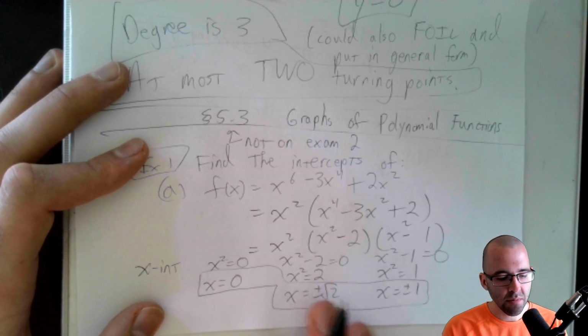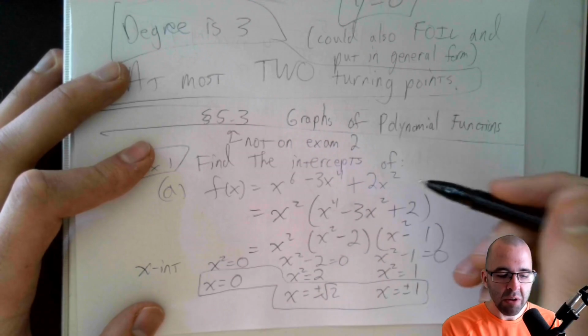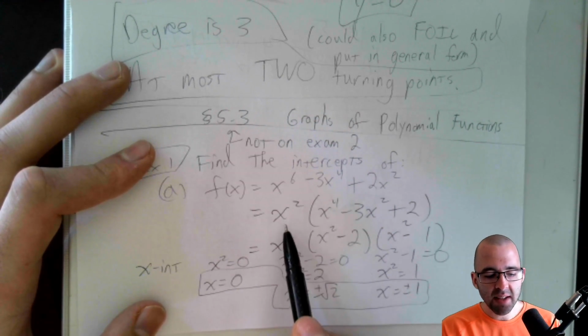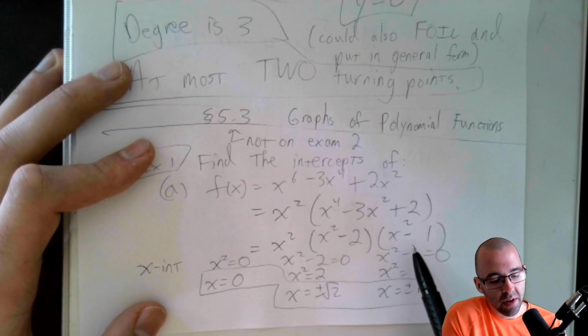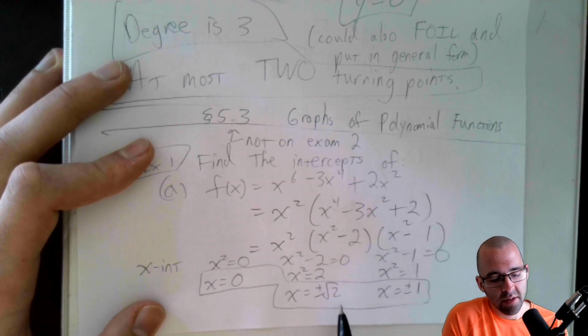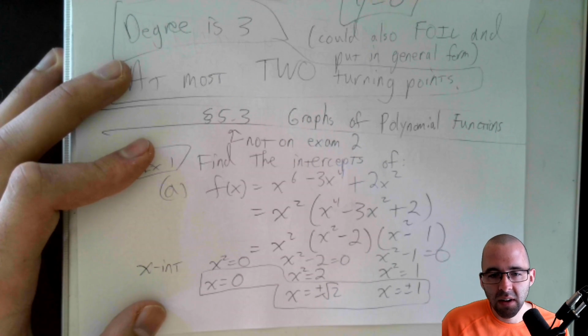So, those are the X-intercepts. We factored first. We took out a greatest common factor. Then we factored the inside, and we could have factored some more if we wanted to. All right.